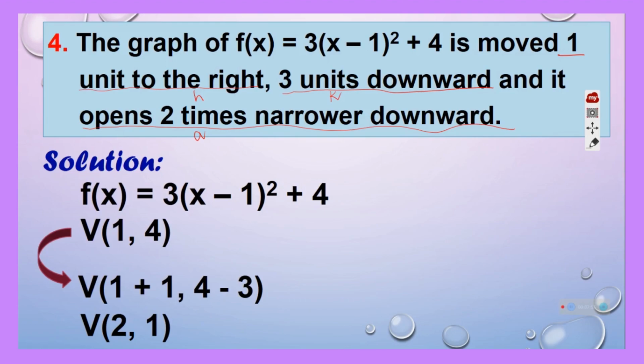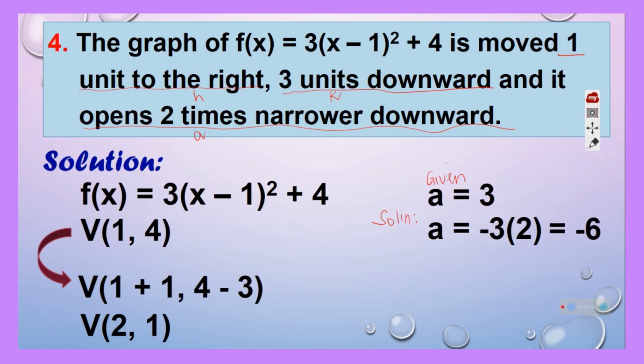Next is the value of a. The given value of a is positive 3. And then for our solution to find the new value of a, change it into negative 3, because it opens downward, and then multiply it by 2. Why multiply it by 2? Because 2 times narrower. Kasi kapag nagiging narrower ang opening ng graph, yung value ng a ay lumalaki, yung absolute value. So, we will have negative 6.